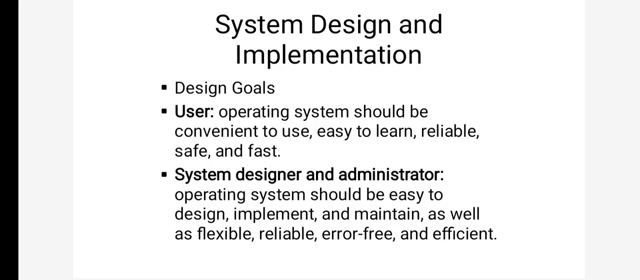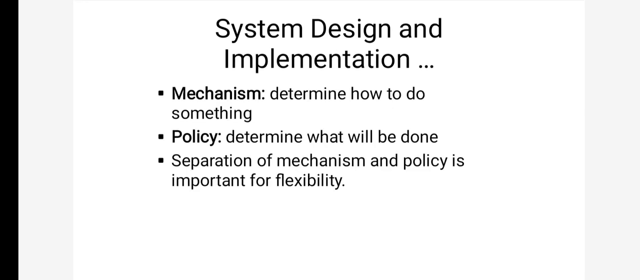In system design and implementation, there are design goals for the user, and for the system designer and administrator. Two goals need to be considered while designing and implementing a system. The operating system should be convenient to use, easy to learn, reliable, safe and fast. For the system designer and administrator, the operating system should be easy to design, implement and maintain, as well as flexible, reliable, error-free and efficient. Mechanism and policy, and separation of mechanism and policy, are involved.